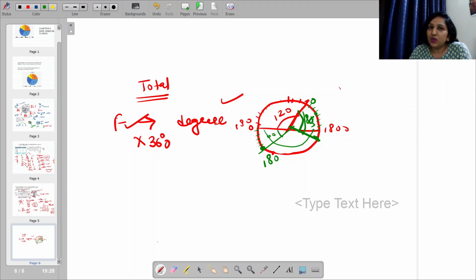I hope you are able to understand how to formulate the percentages and degrees, and how to show that. But please practice how to use the protector for marking these angles. That is the task. The more you make, the more confidence you'll get.